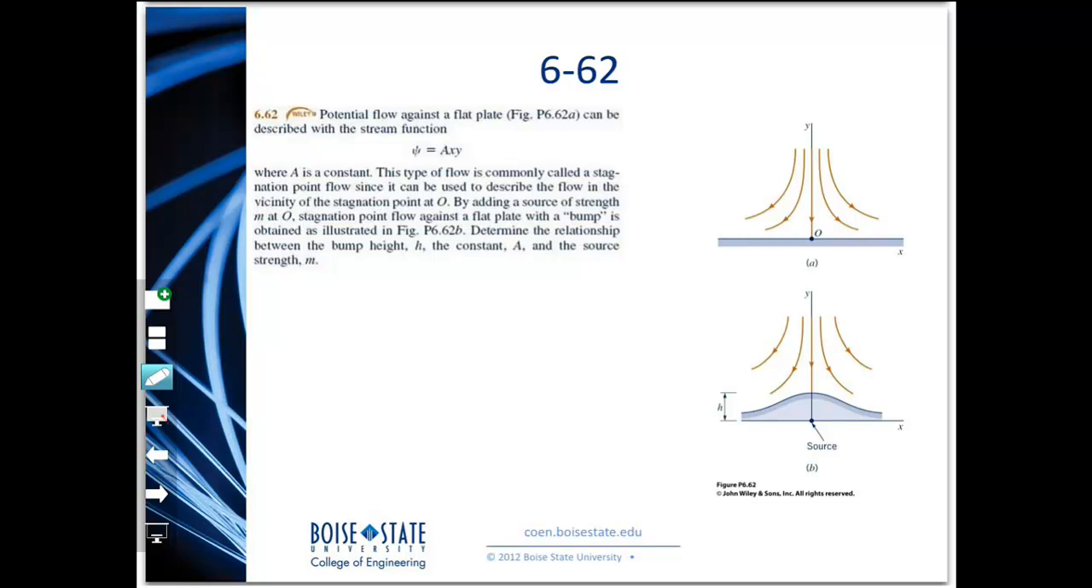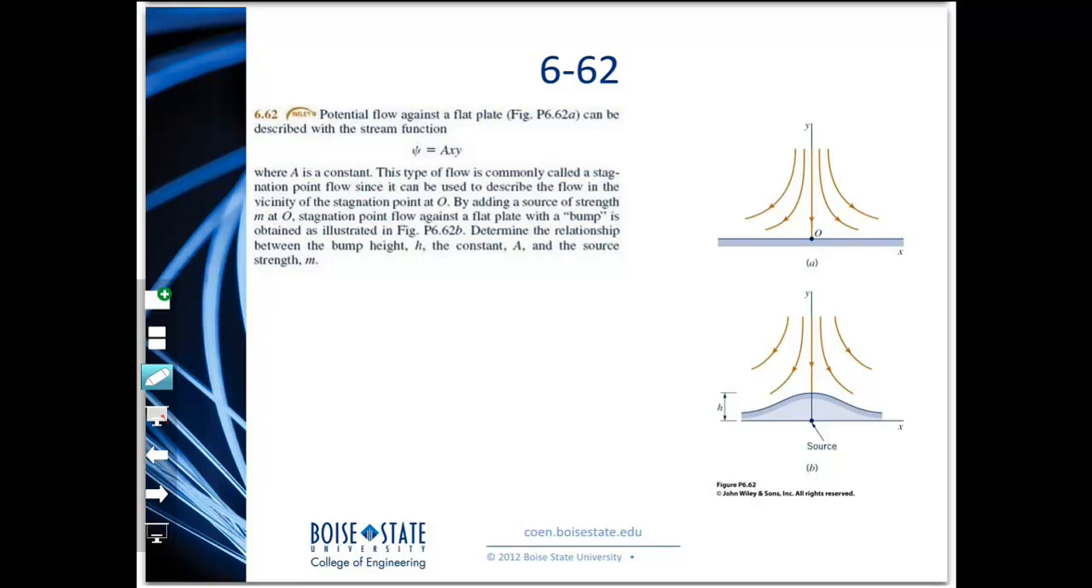Okay, now let's look at another problem. A potential flow against a flat plate can be described with the stream function psi equals a x y, where a is a constant. This type of flow is commonly called a stagnation point flow since it can be used to describe the flow in the vicinity of the stagnation point at O. By adding a source of strength m at O, stagnation point flow against a flat plate with a bump is obtained as shown in the figure. You're asked to determine the relationship between the bump height h, the constant a, and the source strength m.